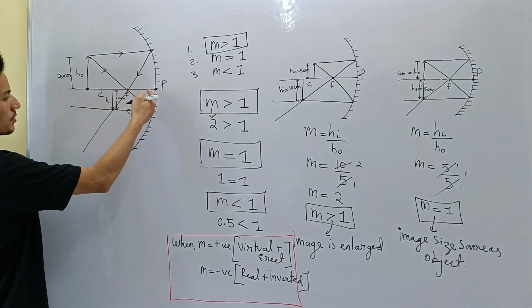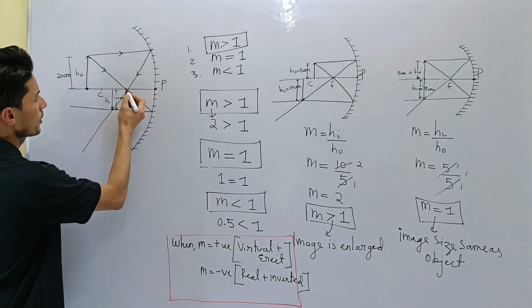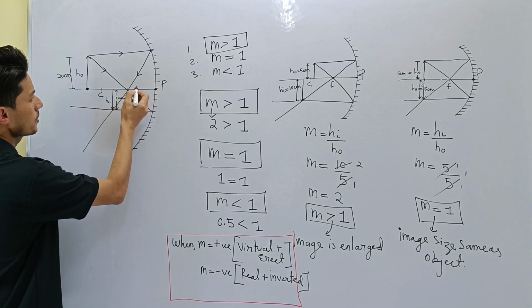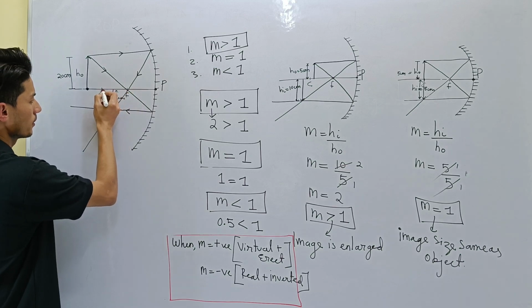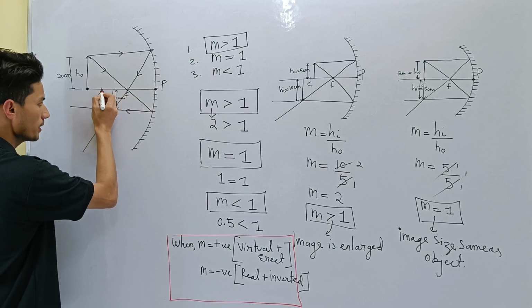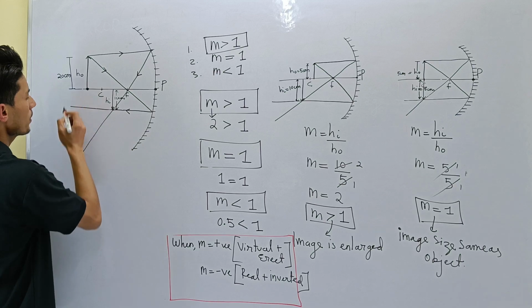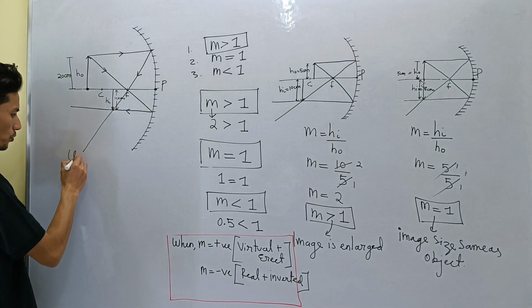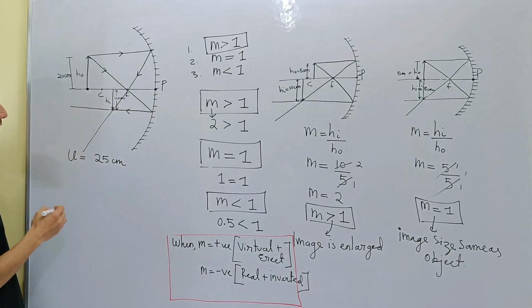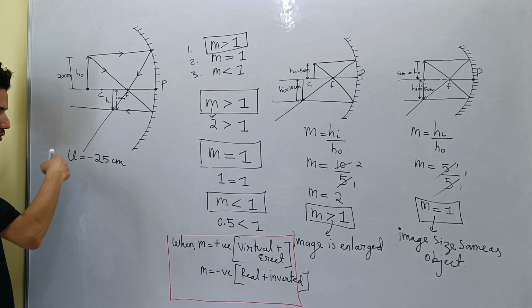Let's say the object distance, how much should we take? From here to here, if we take it to be 10, then from here to here is 10, then from here to here another 10. So that makes 20. Then this is half of it, so let's say this is 25. So let's take the object distance to be 25. So u will be 25 centimeter. Now object distance will always be negative, so remember to put minus.